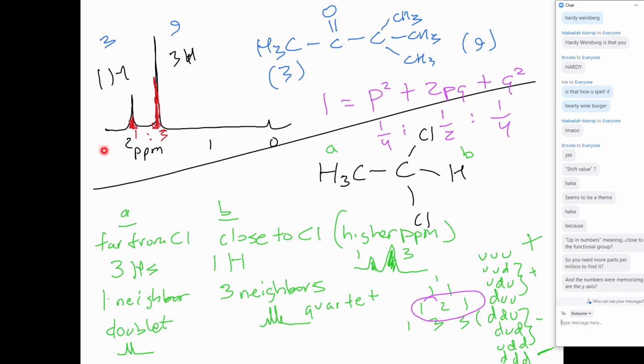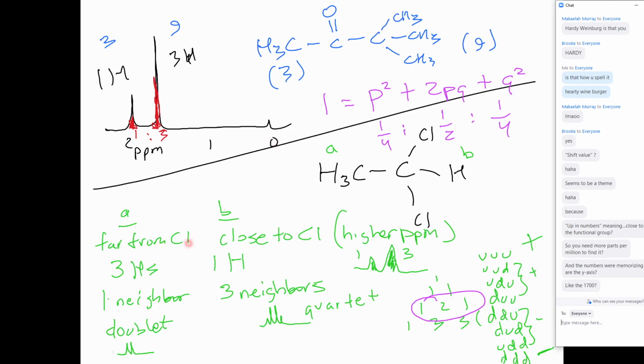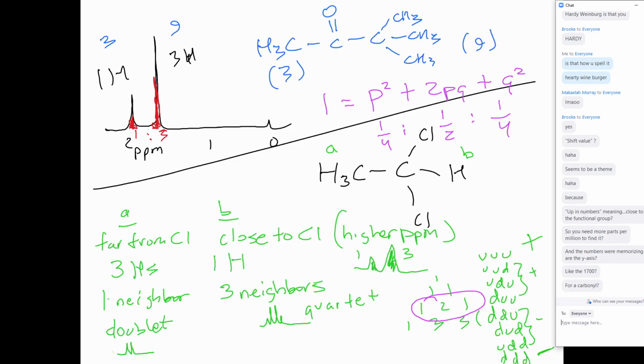X-axis. The y-axis is intensity. So that's totally open to the one you're running, but the y-axis numbers are the ones we're memorizing for this. Oh, 1700, that's something different. That's IR, that measures a carbonyl bond. So that's a completely different type of spectroscopy.